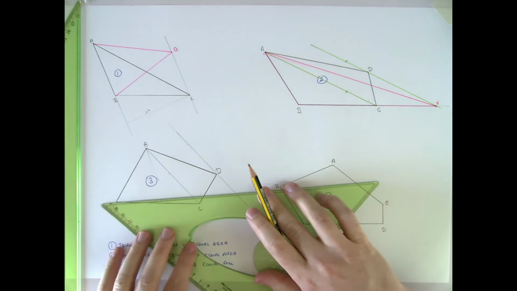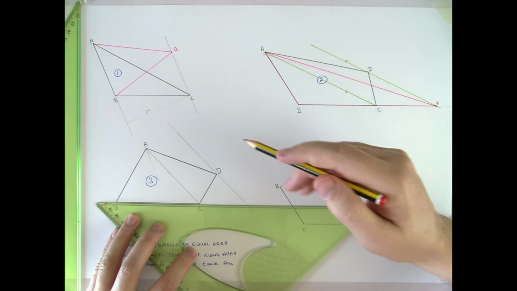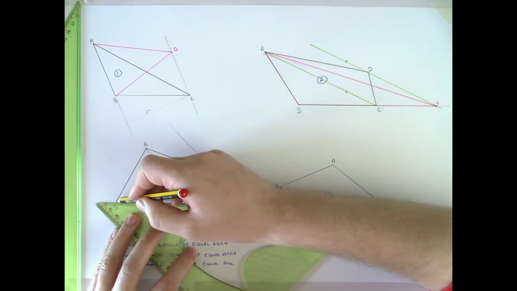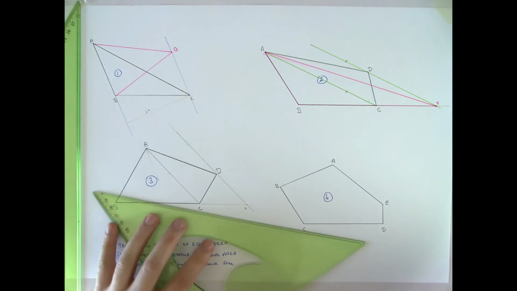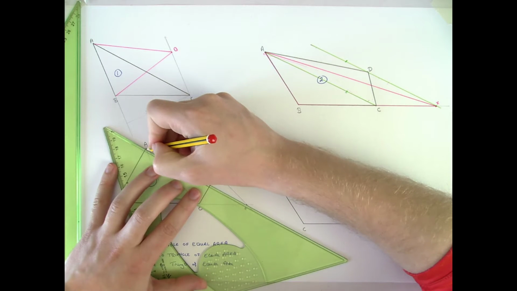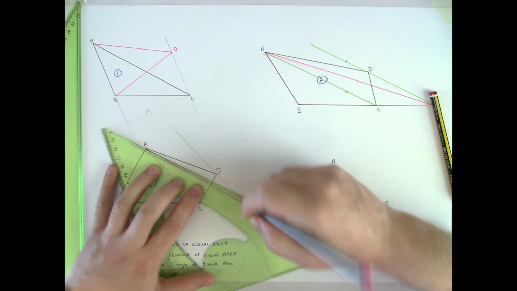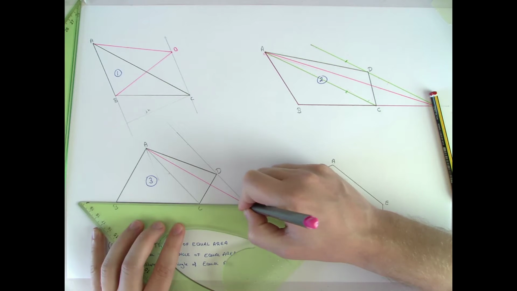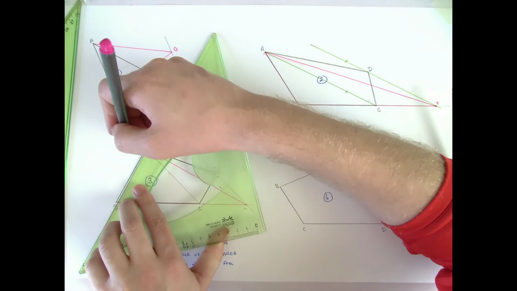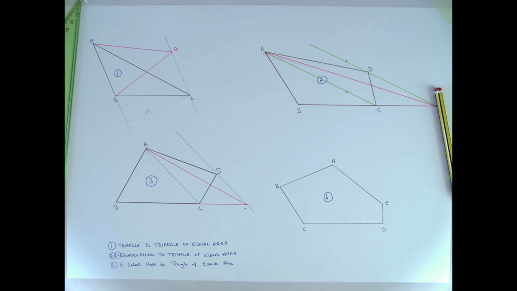What I'm going to do is extend the line BC on, giving me this point down here, we'll call it X, joining A to X, and that gives me a triangle ABX that is equal in area to the quadrilateral ABCD.